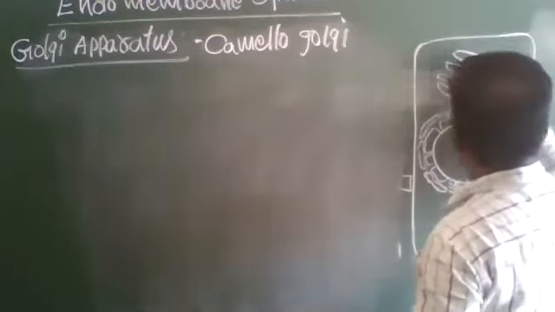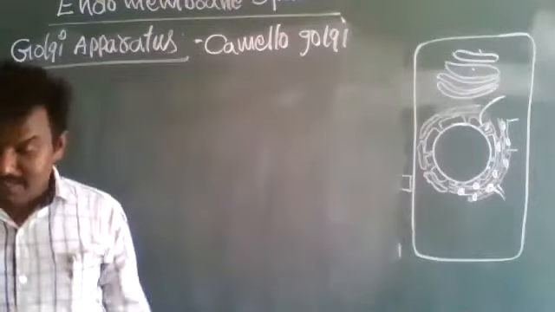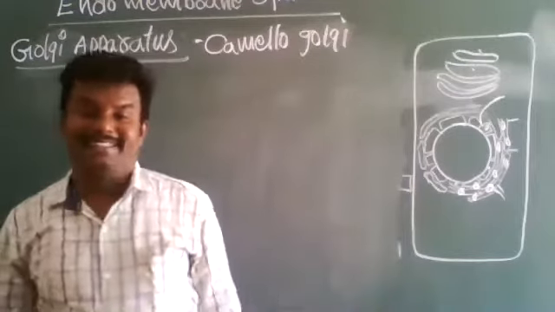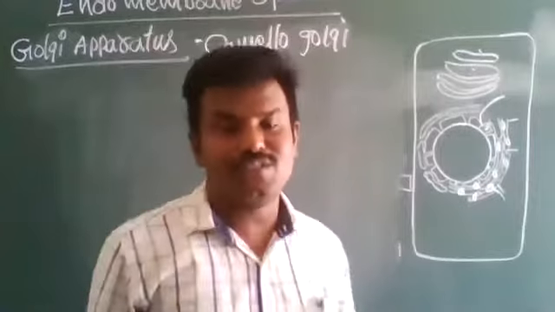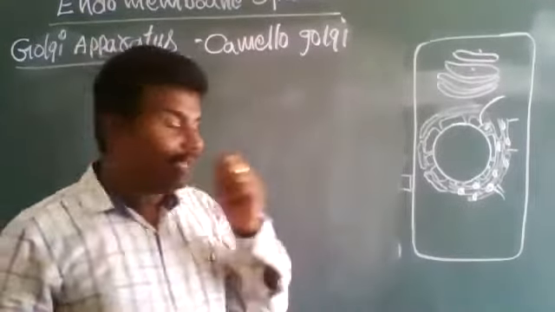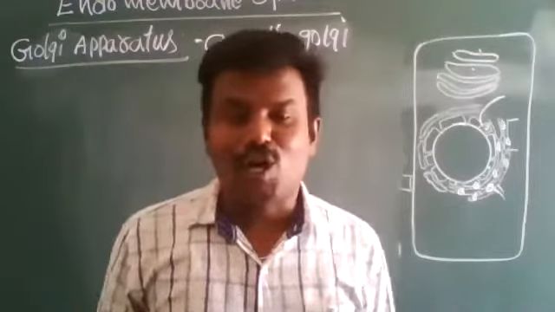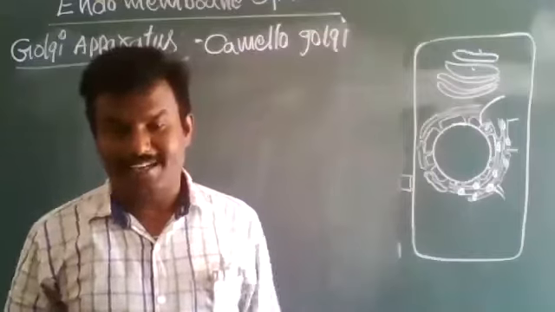Like this. These are called Golgi complex. Golgi was the first scientist who observed densely stained structures near the nucleus. Stained means colored. Hence, this name, Golgi body, after the scientist Camillo Golgi.